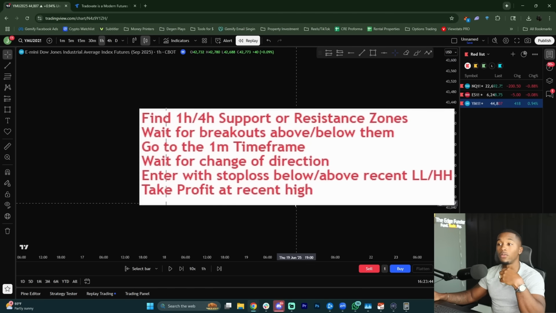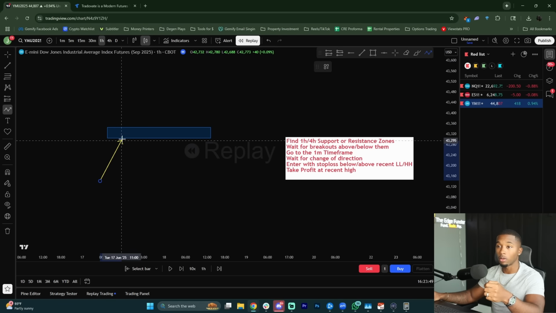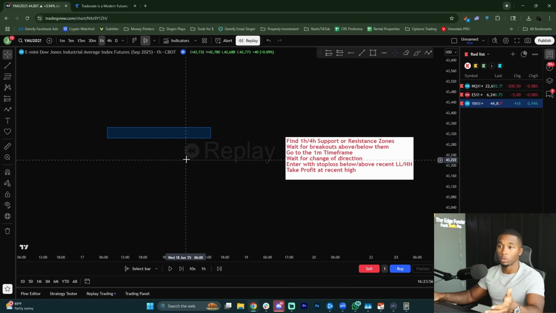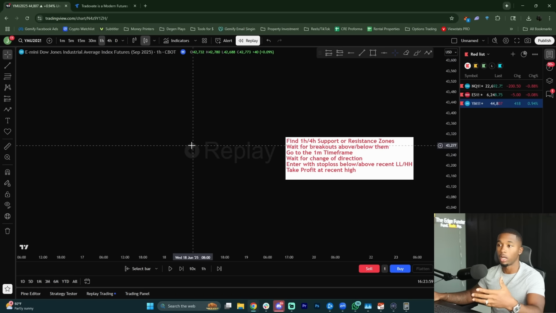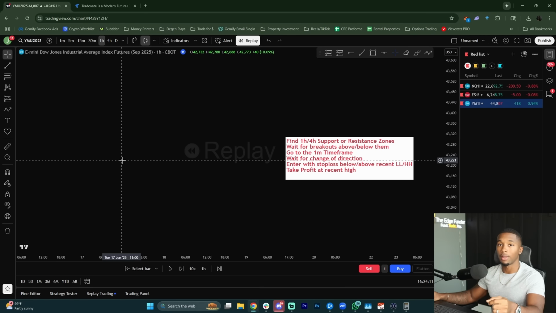Next, we're going to wait for the breakouts above or below them, because remember, we're waiting for our resistance zones to get broken above, then come back down to get retested and be treated as support, and then vice versa with support zones being treated as resistance zones when broken out of. So we're waiting for breaks above those areas. Then we're going to go down to the 1 minute time frame, because that's what we actually enter on. We don't enter our trades on the 1 hour time frame. We enter on the 1 minute time frame, which allows us to get in our trades early, allowing us to make even more money.